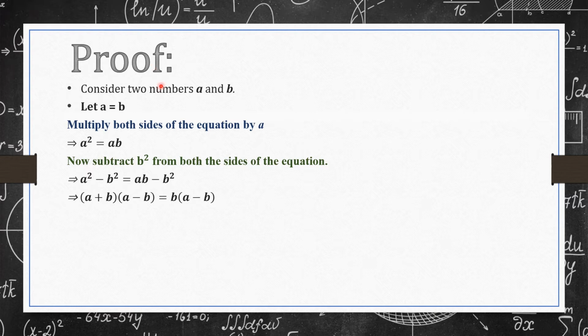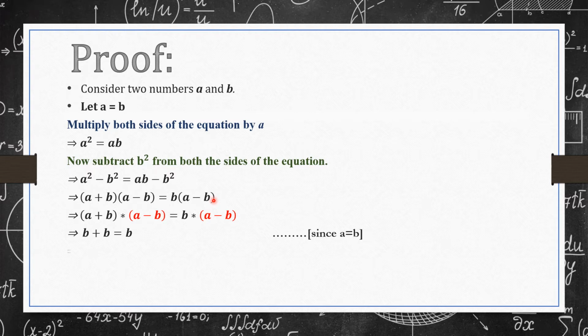Now you might have noticed something common over here. On both sides, a minus b is common. So you can simply cancel them out. So if you cancel out a minus b from both sides, you will get a plus b is equal to b. Now since we had assumed that a is equal to b, a plus b is nothing but b plus b. It is nothing but b plus b equal to b.